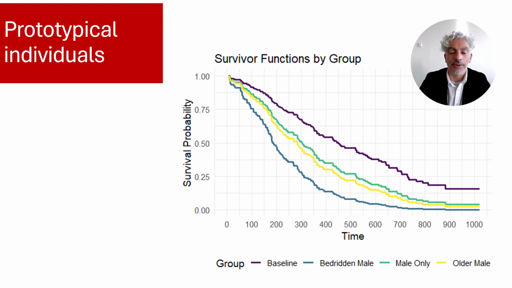The point is that you can create different combinations of prototypical individuals and plot their functions in order to get some insight regarding the role of the different predictors in affecting the risk, the hazard, and the survival rate of individuals in the studies.